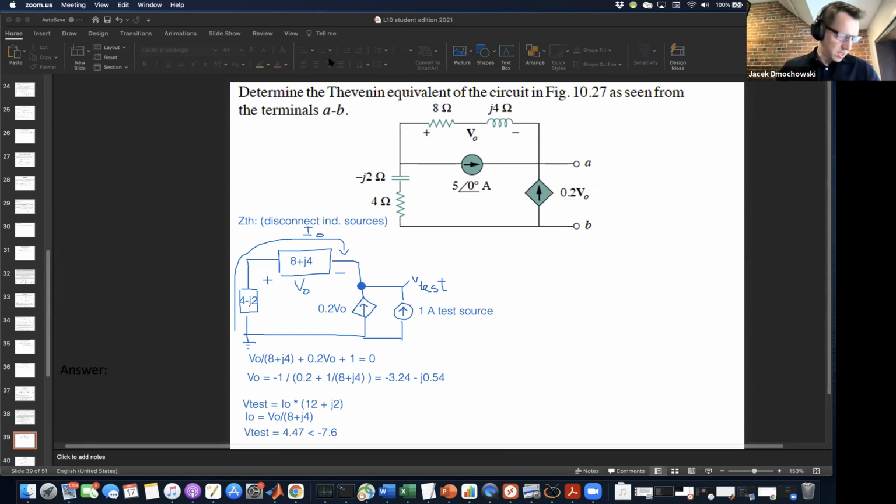And so RTH is equal to VTH, basically, because RTH is equal to V test over 1, is equal to 4.47 angle negative 7.6 degrees. Okay, so that's half of the solution. The other half is for VTH. And so to get the solution for VTH, we need to include the independent source back in.